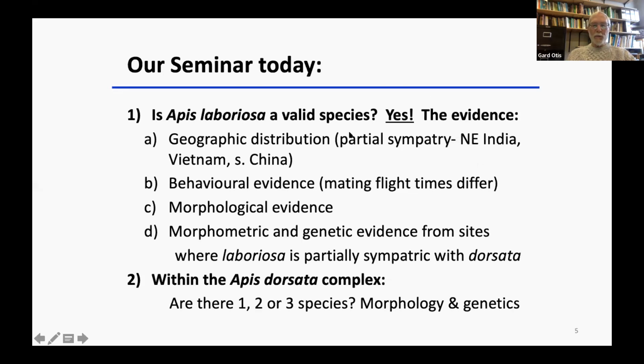And then after we've shown you why we are quite convinced that Apis laboriosa is a species, we'll move on to that dorsata complex, those three other taxa, and look at some of their morphology and genetics and try to come to a conclusion of how many species we might reasonably accept at the end of this day.